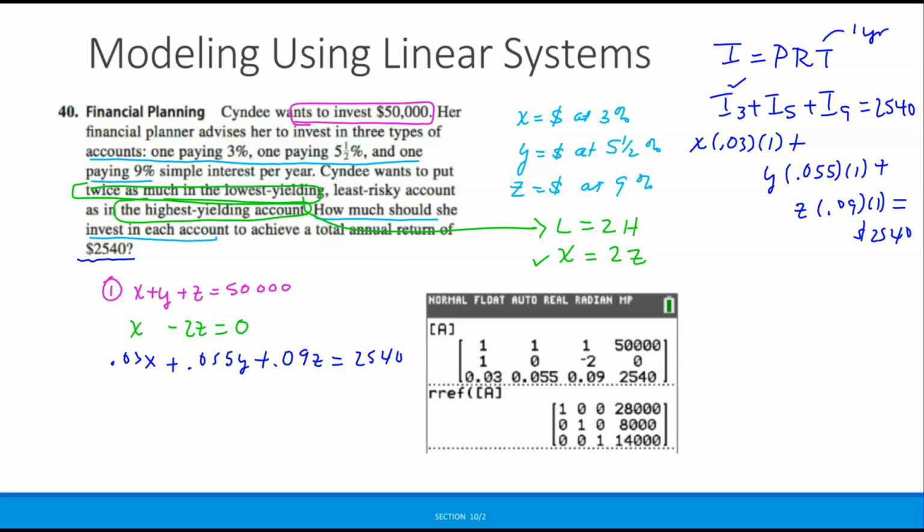Okay, let's get this put into our calculator. So we're putting our system into matrix A, our REF matrix A. Here's our X, Y, Z, and the other side of the equal sign. And so we get X is 28,000. Notice X was that 3%. So we're going to say 28,000 at 3%.